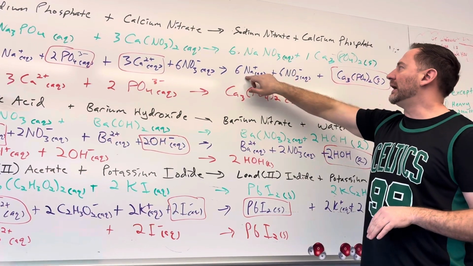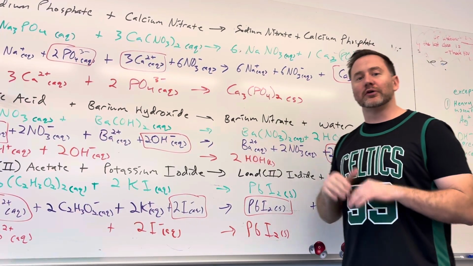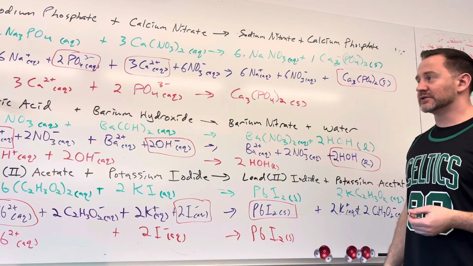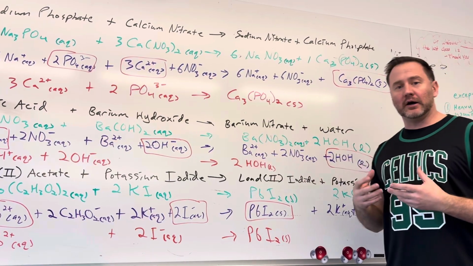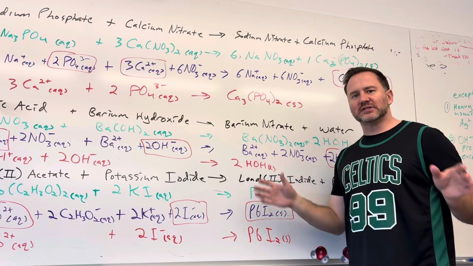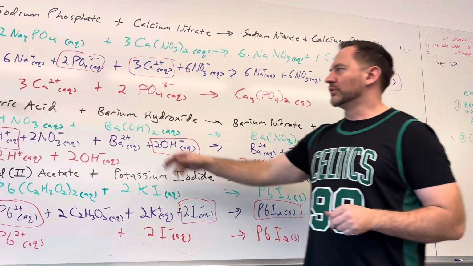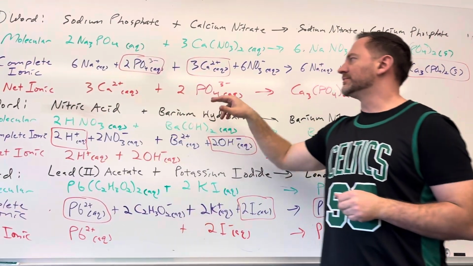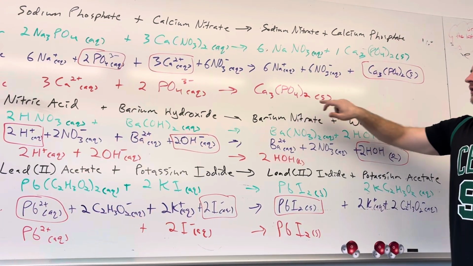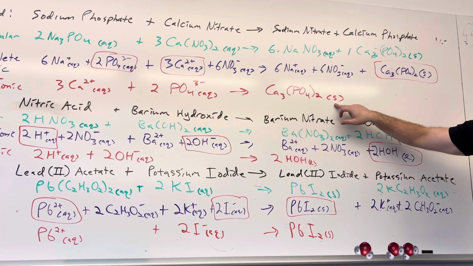But the sodium ions and the nitrate ions are still floating around in solution. They don't really do anything. We call them spectator ions. So our net ionic is what actually happens in the solution. It excludes the stuff that's just floating around. So we really just had calcium ions and phosphate ions combine to form calcium phosphate, which is a pure solid. And that's what the precipitate is.